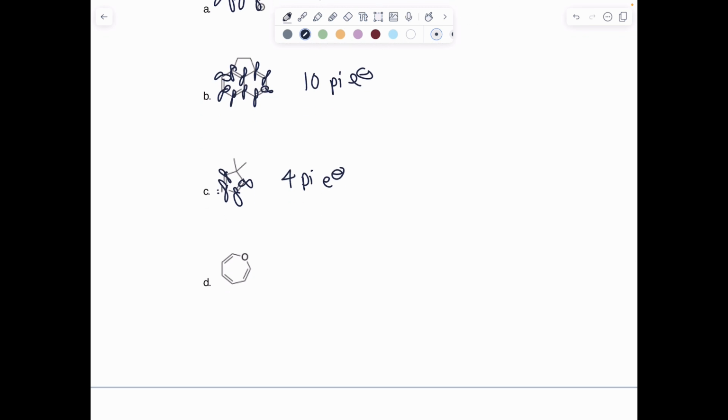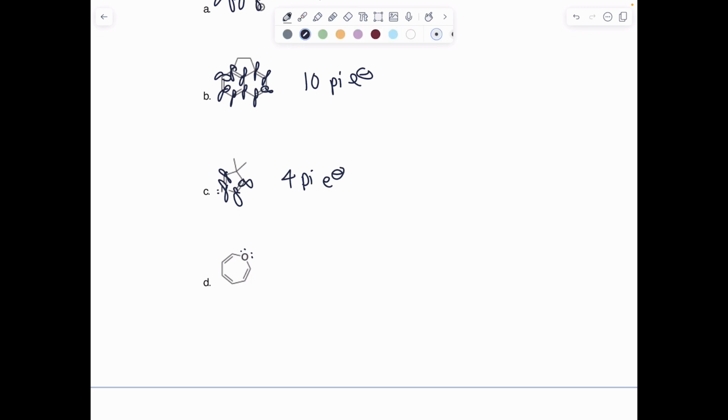And then for part D, I'm going to do the same thing, draw in my lone pairs, count up the number of double bonds, so 2, 4, 6, and then think about whether or not either of these lone pairs is capable of resonating. And in this case, the lone pair is adjacent to a double bond on both sides, so it can resonate into this ring.